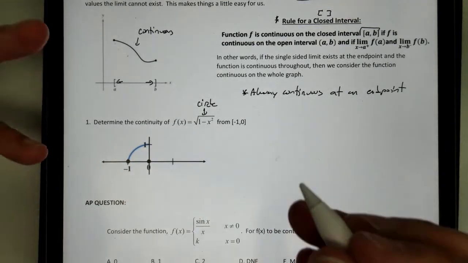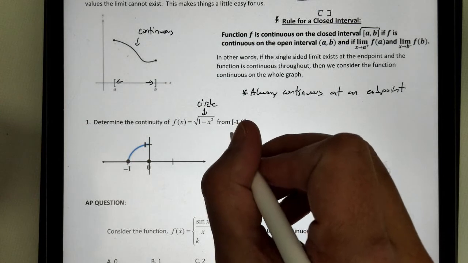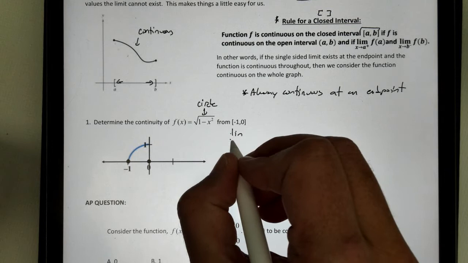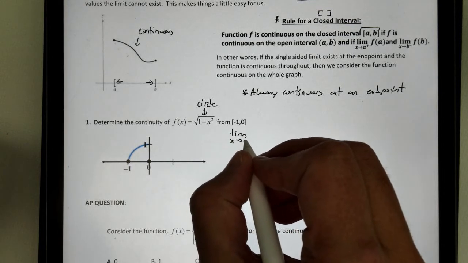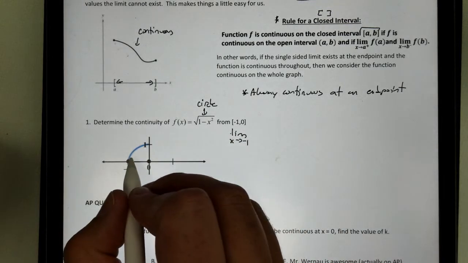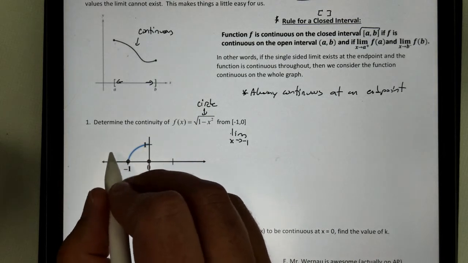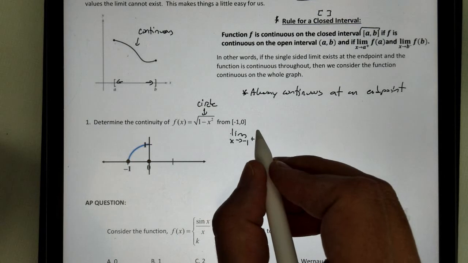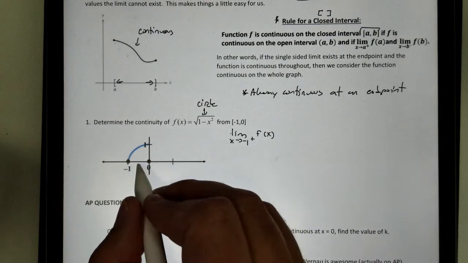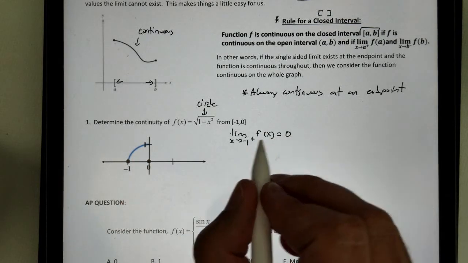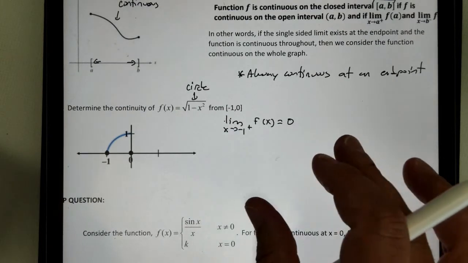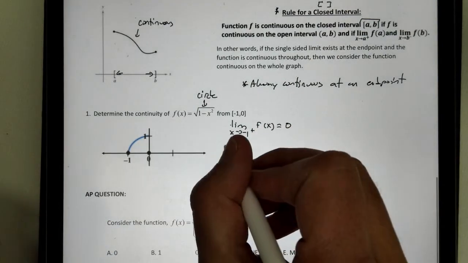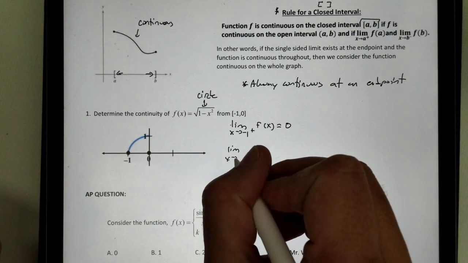And so we can check this. Ready? I'm checking the single-sided limit. I'm going to approach -1. Now, if I want to find the limit as we approach -1, notice there's nothing on the left side here. I can only approach it from the right. And then I can do the same thing from 0. The limit as x approaches 0.